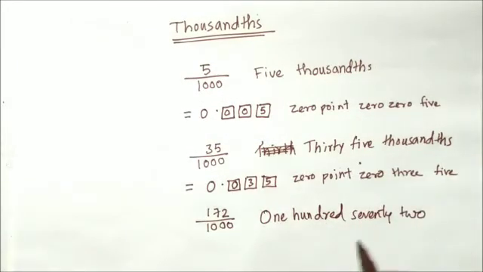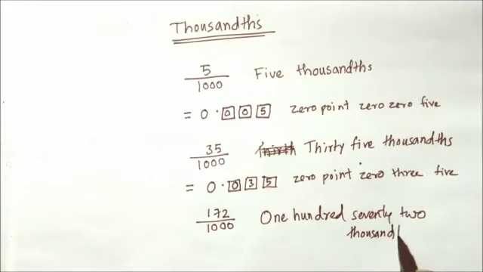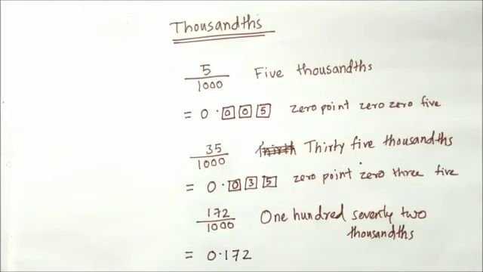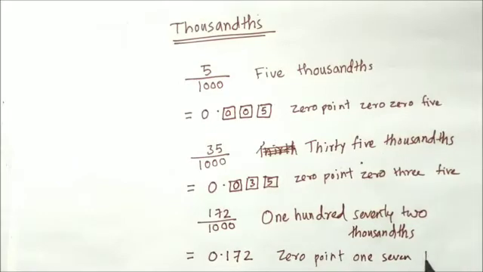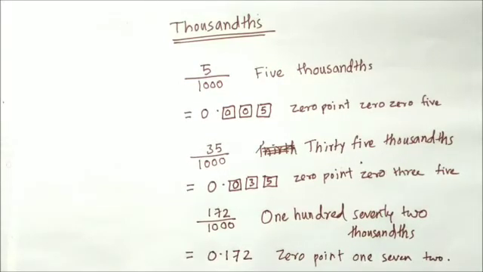172 thousandths, right? Also we can use the decimal point here, 0.172. You can say 3 zeros, and after the point we have only 3 places. Okay, 3 places. And also we can read it as 0.172, correct? I hope it is clear.